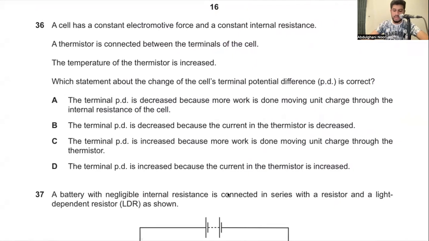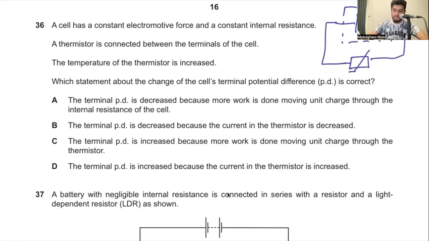Question 36 says a cell has a constant EMF and a constant internal resistance. So let's draw this cell. So this cell has a constant EMF and a constant internal resistance. A thermistor is connected between the terminals of the cell. So a thermistor is connected between the terminals of the cell.